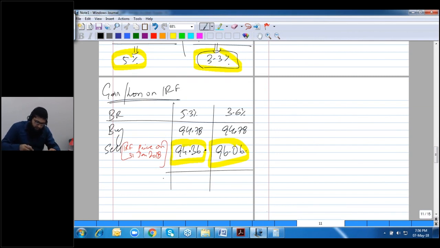Now we need to determine this. Buy is an outflow from your side, and sell is an inflow. So we need to establish how much is going to be the gain or loss that we are going to get. Yes, we always need to calculate the remaining basis.